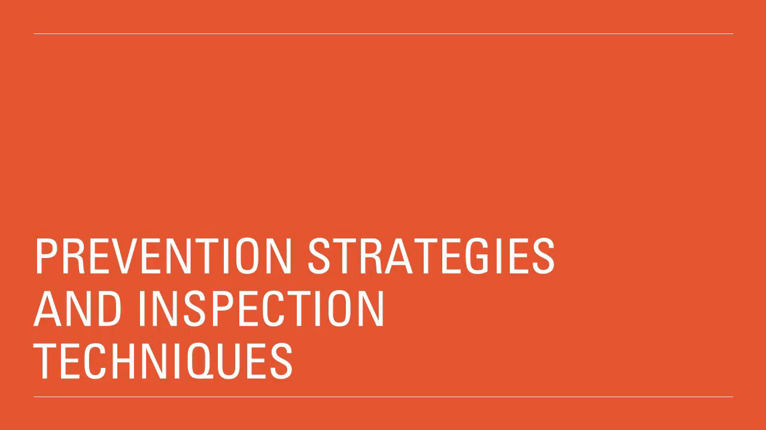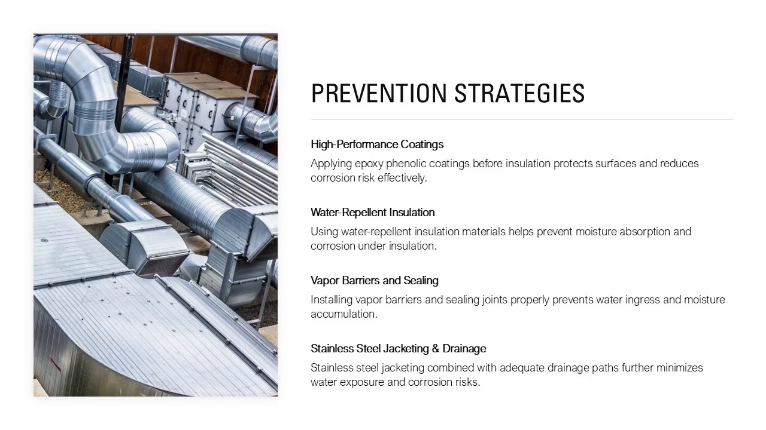Now, let's discuss how to prevent CUI and how to inspect for it effectively: prevention strategies and inspection techniques. Preventive measures include applying high-performance coatings such as epoxy phenolic before insulation, using water-repellent insulation materials, installing vapor barriers, and ensuring proper sealing at joints and penetrations. Stainless steel jacketing and adequate drainage paths further reduce water ingress and minimize CUI risk.